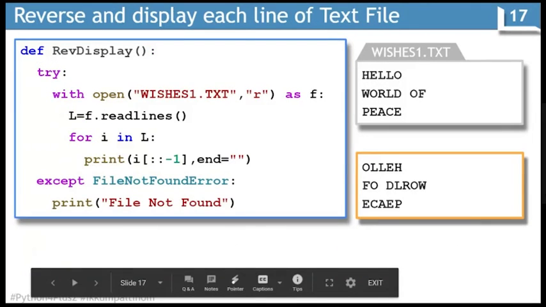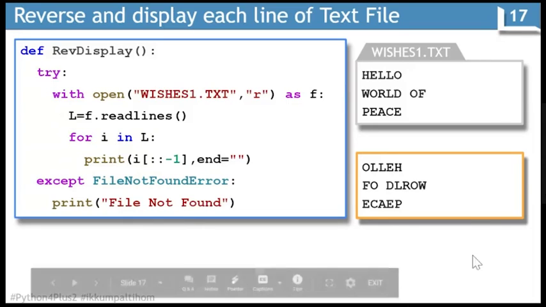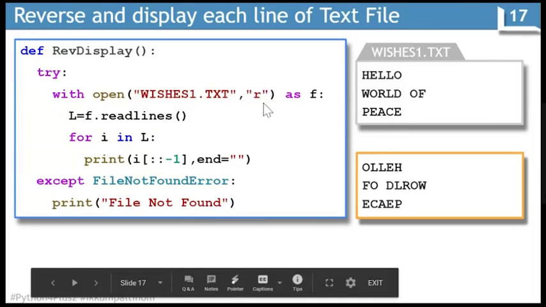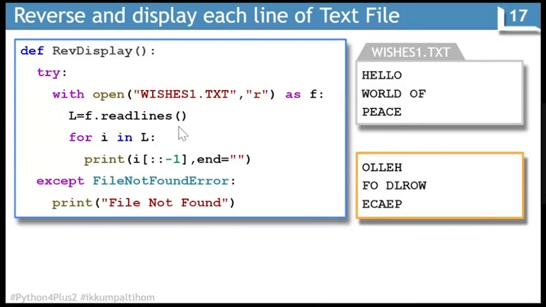Next, reverse and display each line of text. That means you have to read each line separately and then reverse it. So you will be opening the file this time once again in read mode, and you will be writing L is equal to f.readlines, which is going to be a list of strings. With the help of for I in L, you are extracting each string out of the list, and then with the help of slicing of the string, you will be reversing and displaying the content without making any change in the string.